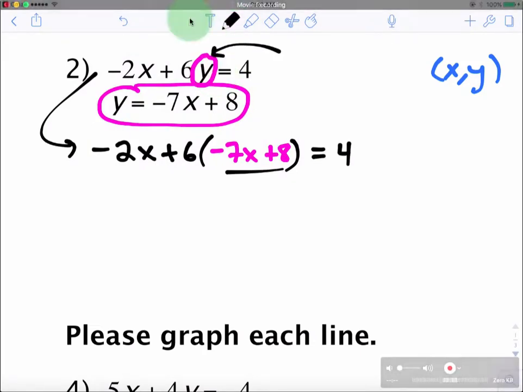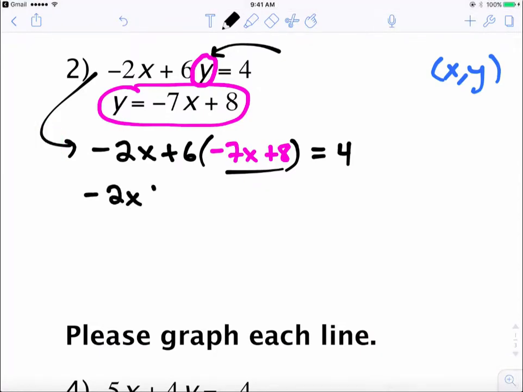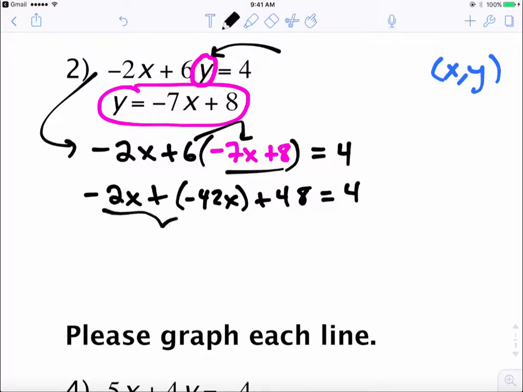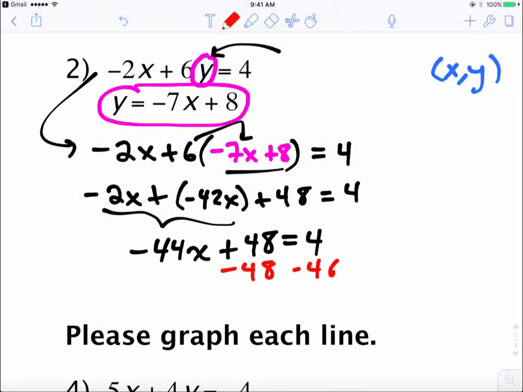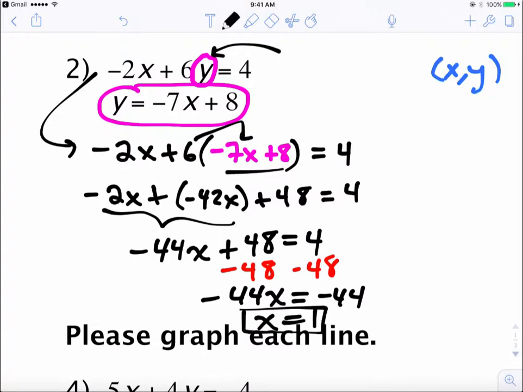Great, now we have an equation with all x's. Let's go ahead and do it. So we've got -2x plus, let's distribute, so -42x, and then plus 48 equals 4. Let's combine these guys together. Let's see, -44x plus 48 is equal to 4. We'll subtract 48 from both sides, yielding -44x equals -44. Oh, fantastic. That means x must be equal to +1. So we found our x value.